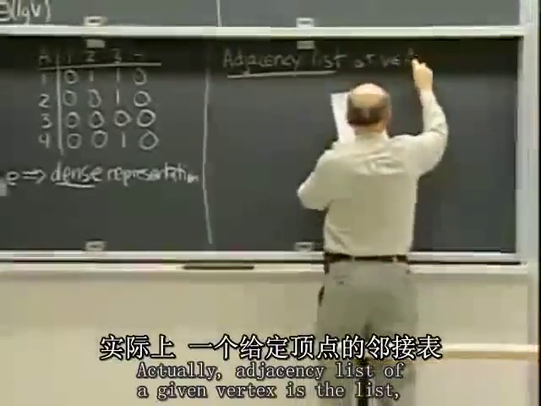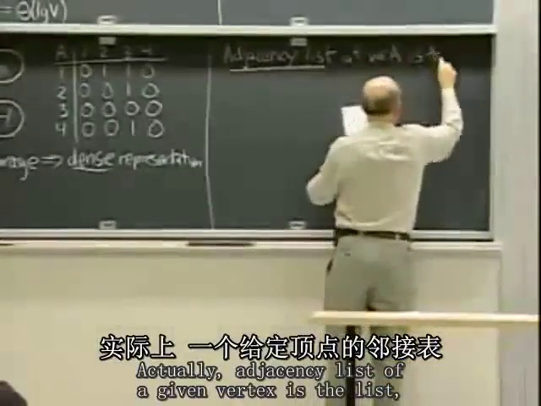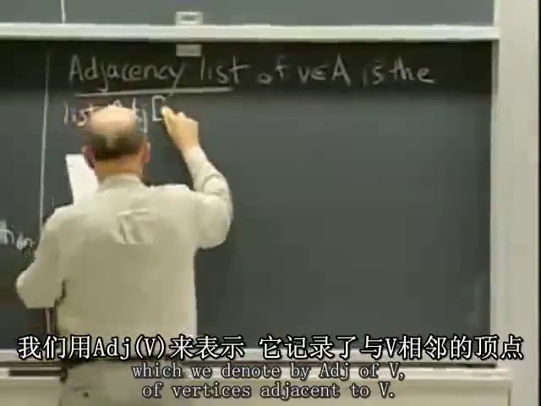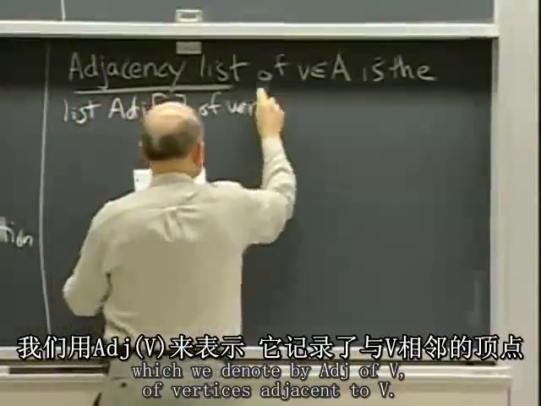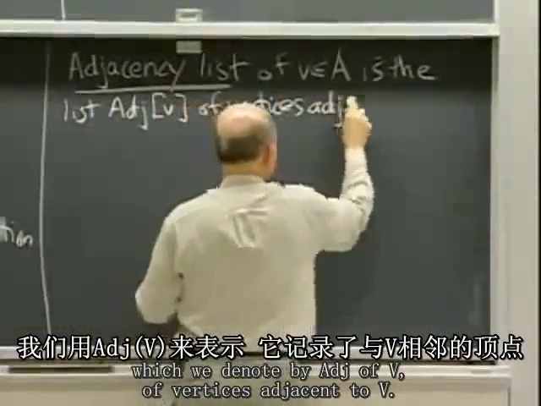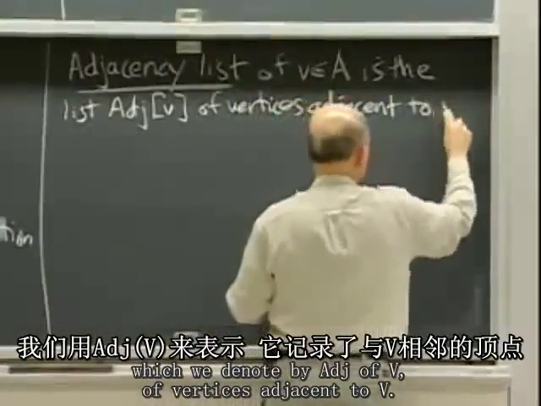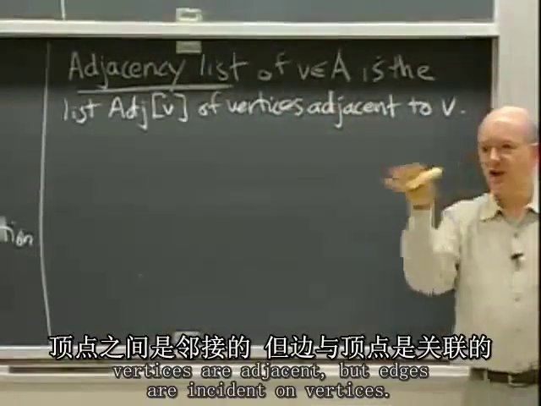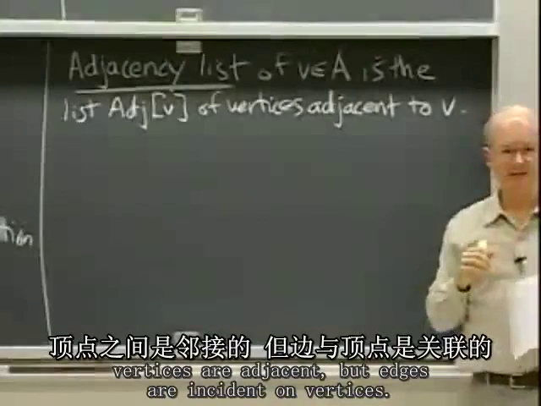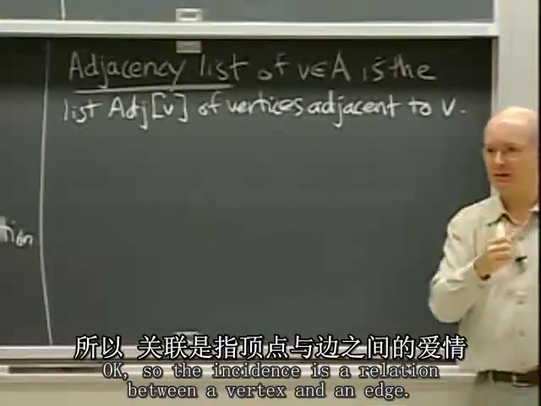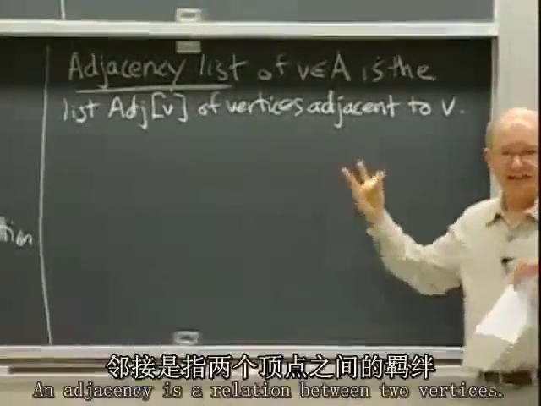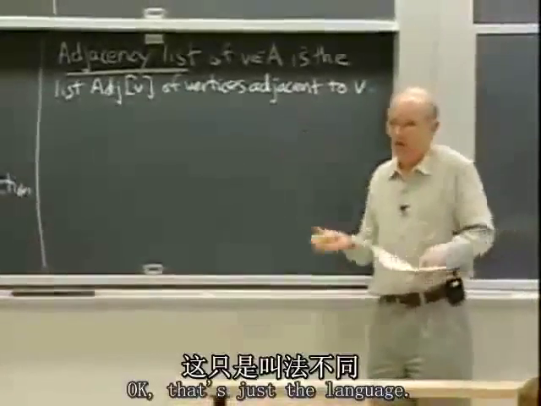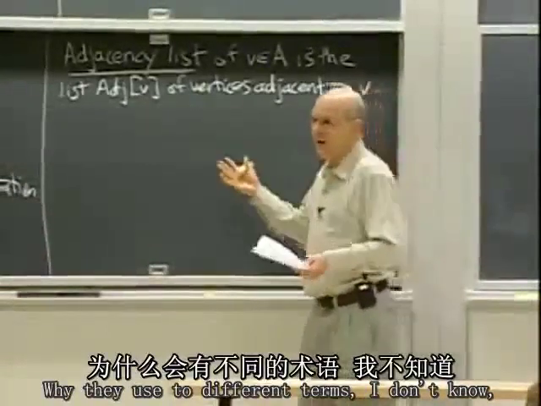So the adjacency list of a given vertex is the list, which we denote by ADJ of V, of vertices adjacent to V. Just in terms of their terminology, vertices are adjacent, but edges are incident on vertices. So incidence is a relation between a vertex and an edge. Adjacency is a relation between two vertices. That's just the language, why they use two different terms, I don't know, but that's what they do.